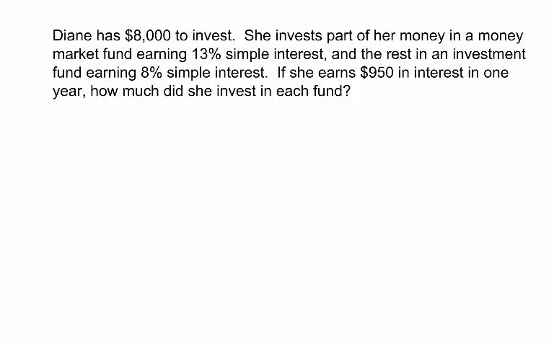This is a word problem involving simple interest. In order to solve it, we need to set up an algebraic equation that will allow us to first solve the amount earned at 13% simple interest, and from there determine the amount invested at 8%. Here's how we set it up. Let x equal the amount invested at 13%. X is the amount invested at 13%.